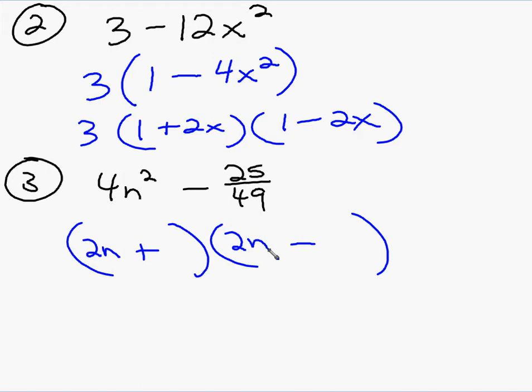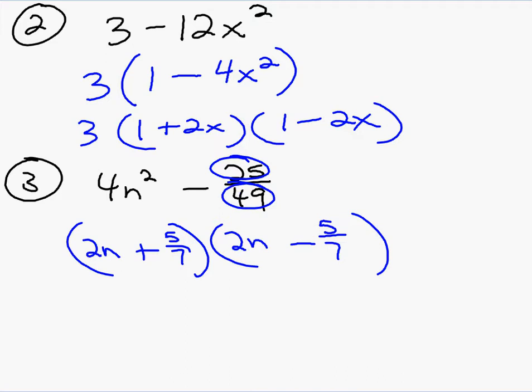How about the square root of 25/49? 5/7. Very good. Okay, so if the top and the bottom are both perfect squares, then you just do the square root of each individually.